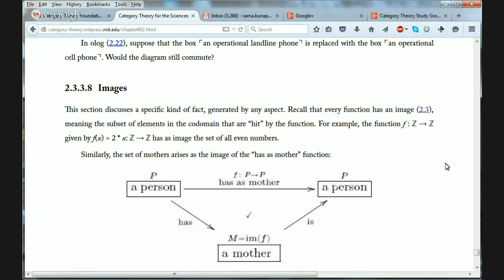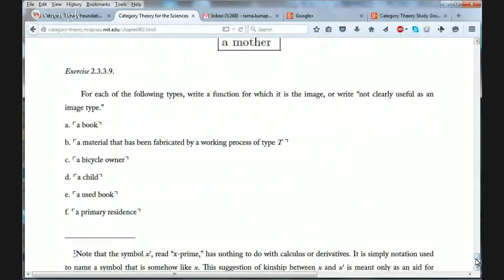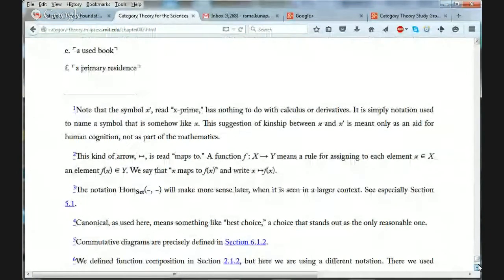So for example, f from Z to Z given by multiplication by 2 means the image is the set of all even integers. So again, if you take an aspect, if you consider it like a function, it has an aspect from a person to a mother, saying p to p has a mother, and it has an image, saying that now M is equal to the image of f, which is mothers. That is the end of this chapter.